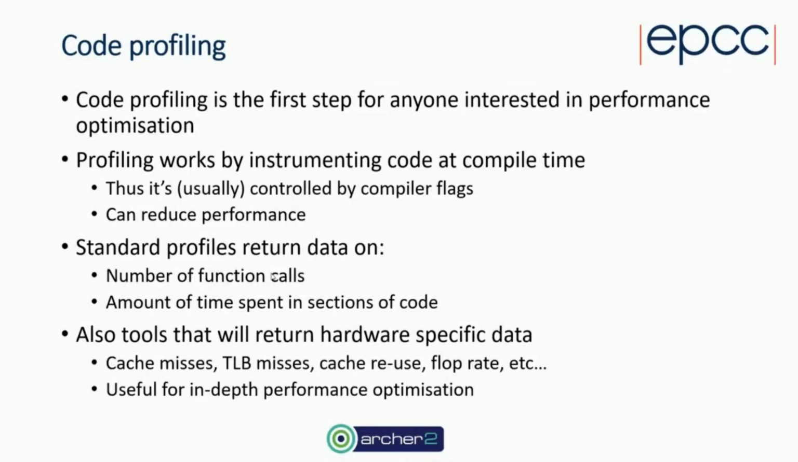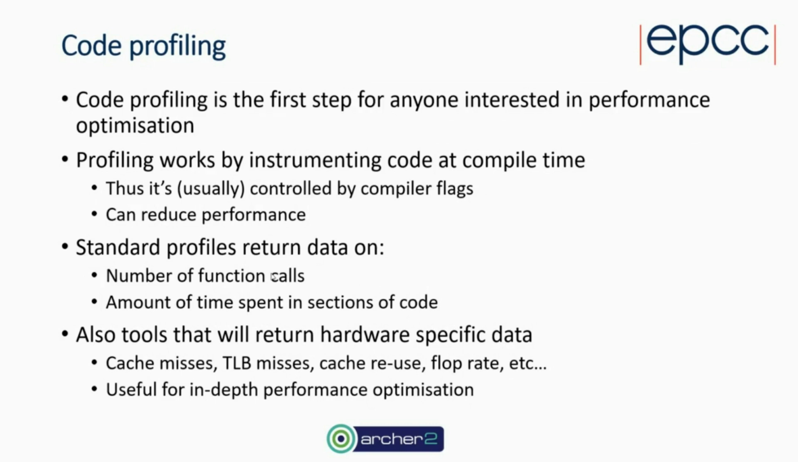Now, a standard sampling profiler will record the number of function calls and the amount of time spent in each section of code. A tracing profiler will record function calls and then the amount of time spent per line of code, so it goes to a much lower level, or much higher detail.